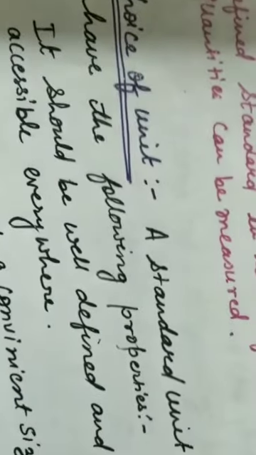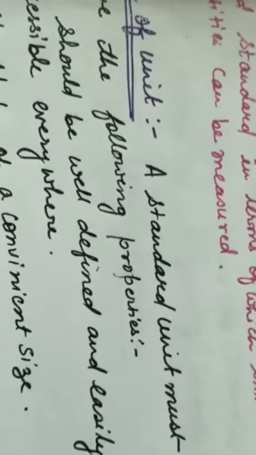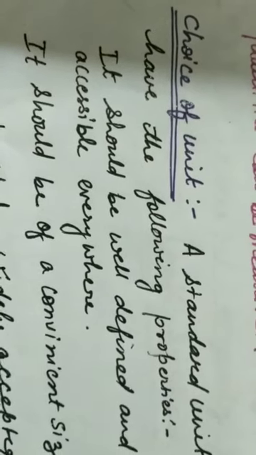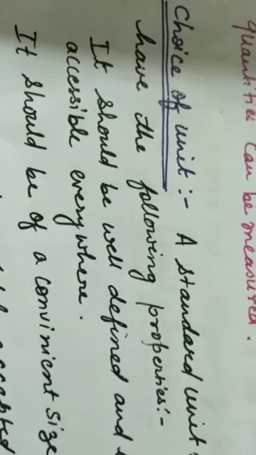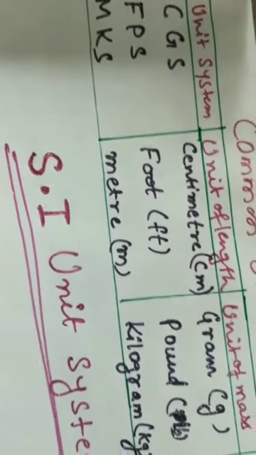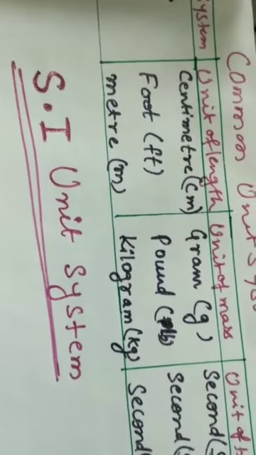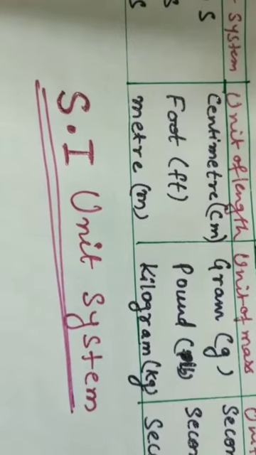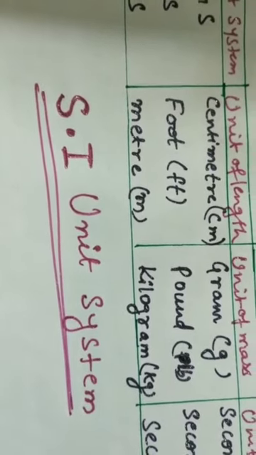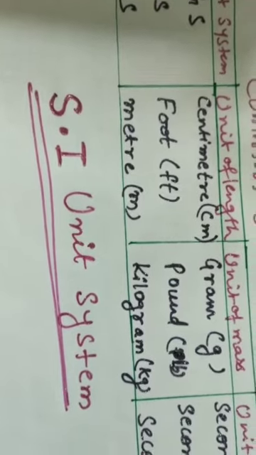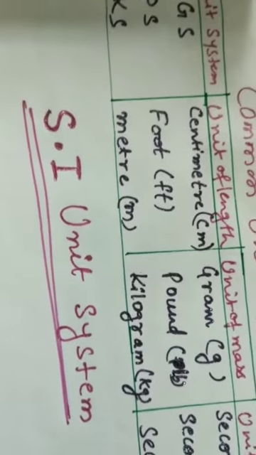Then we have also discussed the choice of the unit, that the standard unit should have some properties. In medieval times the common units which were used, like CGS, FPS and MKS, varied. Like FPS varied in different countries, so there was a need to standardize the unit system. This unit system was known as the SI unit system. Okay, this was used to avoid the confusion.